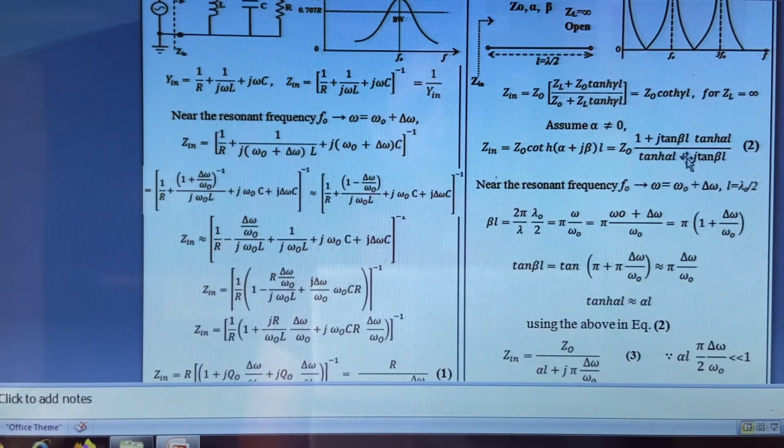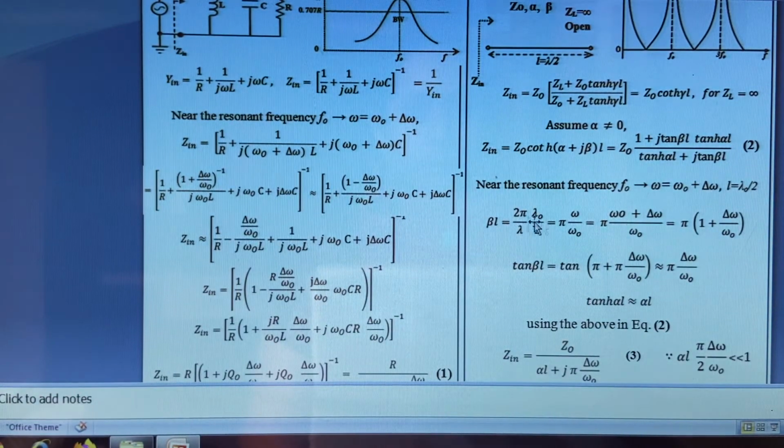Now here we have to find ZIN near the resonant frequency, that is omega equal to omega naught plus delta omega. So in this equation we should substitute omega is equal to this. To do that, beta should be written in terms of omega. So I take beta L, that is 2 pi by lambda into L, and L is equal to lambda naught by 2 at the resonant frequency.